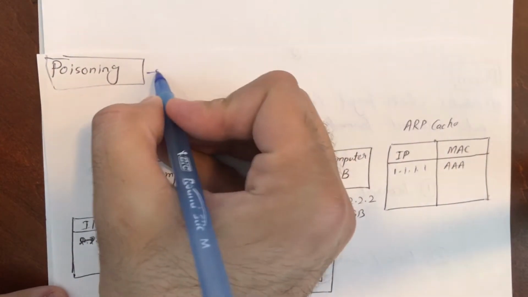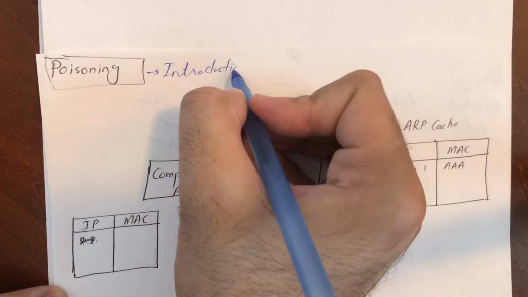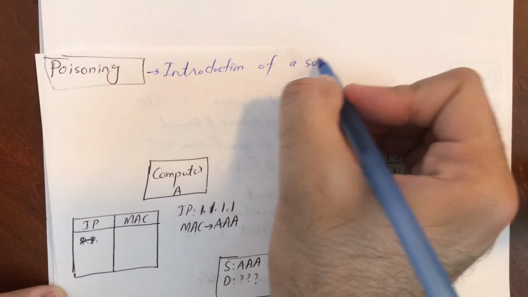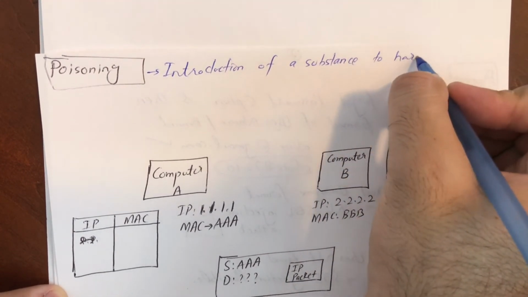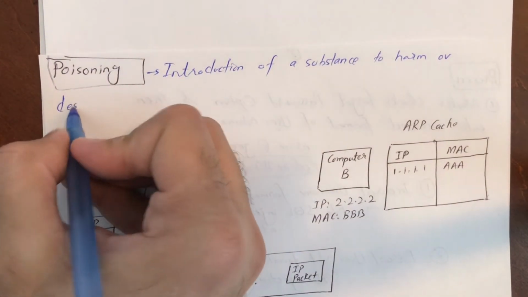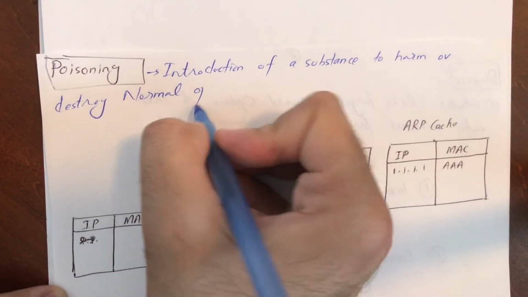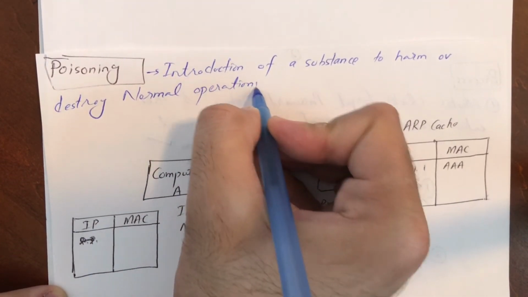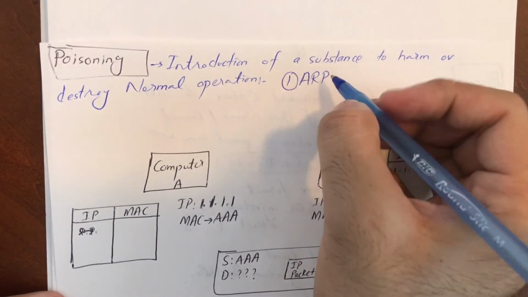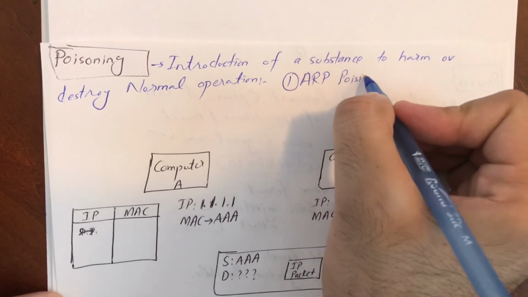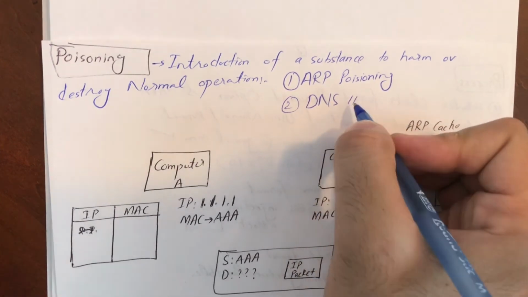Poisoning is basically the introduction of a substance, a poisonous substance in fact, to harm or destroy the normal operations of a system. So this is basically called poisoning. Now there are two types of poisoning. One is called ARP poisoning, address resolution protocol poisoning, and the second type is called DNS poisoning, domain name system poisoning.